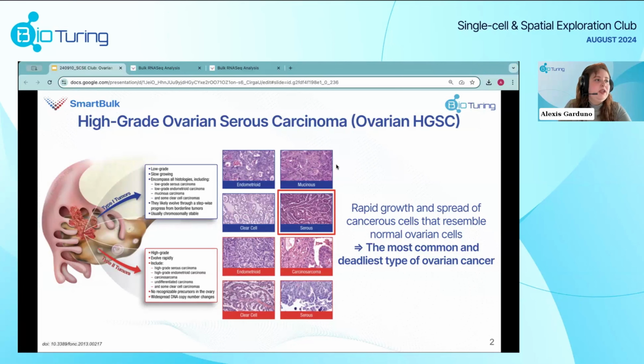Okay, so you can see here a bit more detail: the rapid growth and spread, and how the cancer cells resemble normal ovarian cells. And this is the most common and deadliest type of ovarian cancer, and this will be the focus today, so these patients with ovarian HGSC.